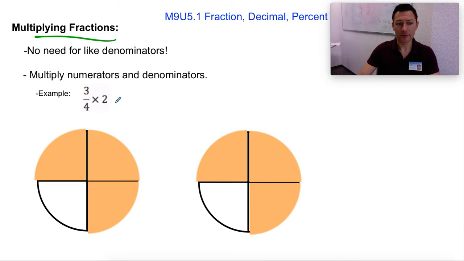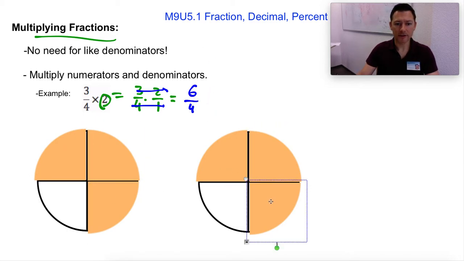So 3/4 times 2 really just means here's 3/4 of a pizza, and I have 2 sets of them, right? So really I have 1, 2, 3, 4, 5, 6 fourths. You could write this as 3/4 times 2/1, and then you multiply everything on the top, 3 times 2 is 6, and multiply everything on the bottom, 4 times 1 is 4. 6/4. And if you simplify, you can divide by 2 and get 3 halves, which is really 1 1/2.